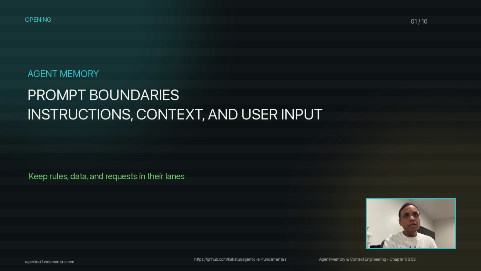Prompt boundaries keep rules, data and requests in their lanes. Rules tell the model how to behave. Supporting data provides facts for the current task. The user request tells the application what the person wants.